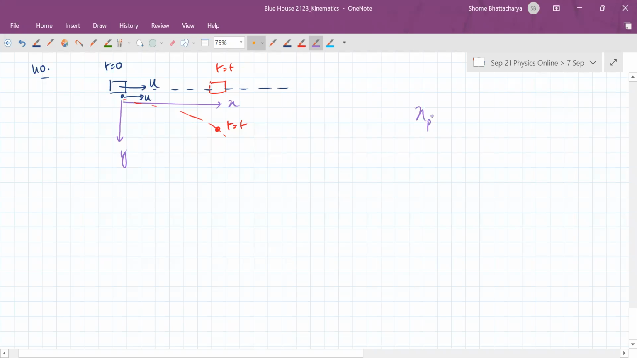So x for the plane will be equal to x for the bomb, which is equal to ut. But y for the plane will be 0 because the plane is balancing the gravitational force with airlift, or with the thrust force generated, and the y displacement for the bomb is equal to half gt square. So this displacement will appear to be equal to half gt square.